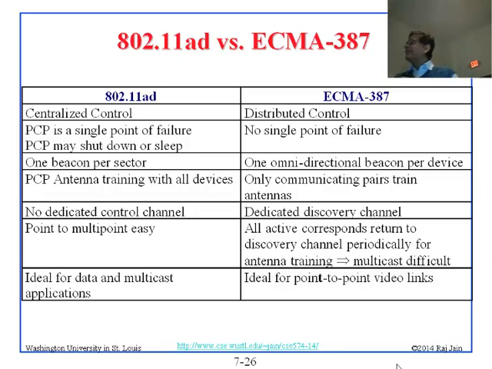All right, that brings us to a good point in this lecture. We can compare the two philosophies. This is the centralized philosophy, this is the distributed philosophy, between the 802.11ad and ECMA 387. The PCP is a single point of failure. This is always the thing about centralized designs: anytime you centralize, people will tell you that it is a single point of failure. And second, the PCP cannot sleep. If you turn off your TV, your DVR cannot talk. So that is a problem.